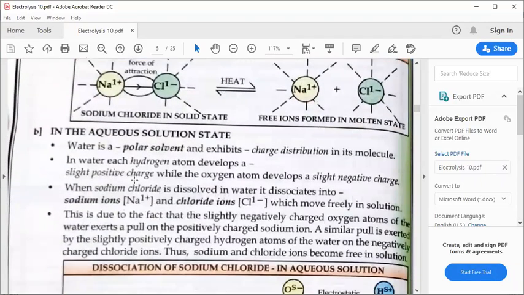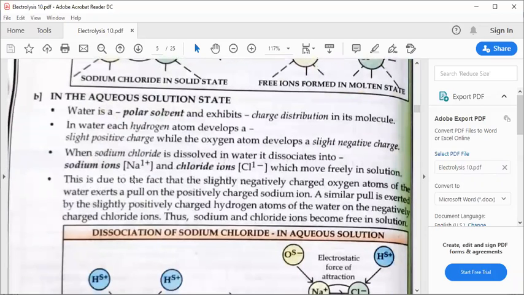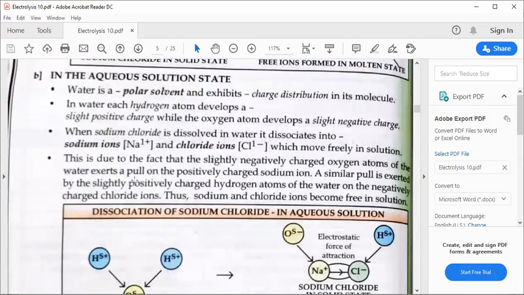What about the aqueous solution state? Now, water is a polar solvent. This is very important and also difficult to understand. In water we have hydrogen as well as oxygen. Hydrogen has a slight positive charge, and oxygen has a slight negative charge. Now, this is not pure water or anything. Sodium chloride, when it dissolves in water, dissociates into Na+ and Cl-.